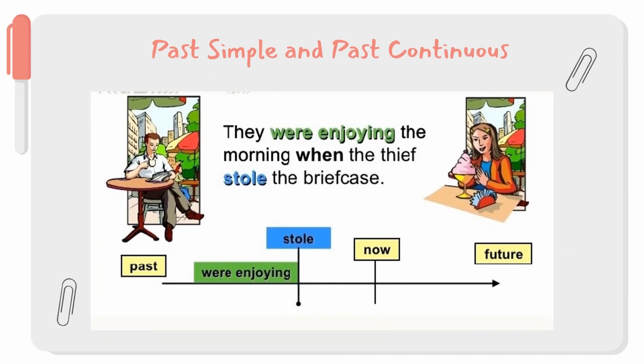To conclude, the past continuous describes events which last in time in the past, and the past simple is a shorter action. For example, they were enjoying the morning when the thief stole the briefcase. That's all for now.